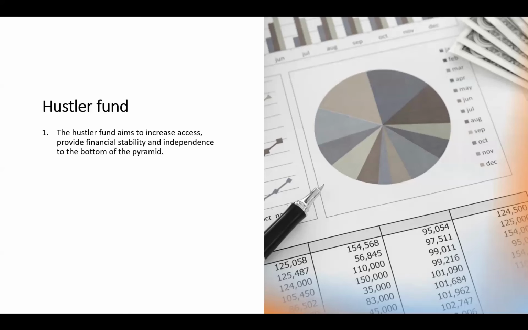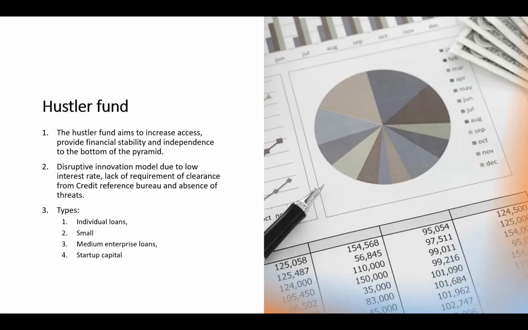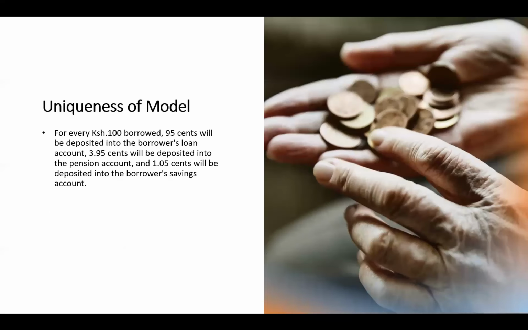I know many of us have not tried it, but it aims to increase access, especially for those at the bottom of the pyramid. It is called the disruptive innovation model. In fact, while it was loaded with a lot of politics, it is turning out to be a game changer, and it is likely to really change how people access loans online. It is a unique model.